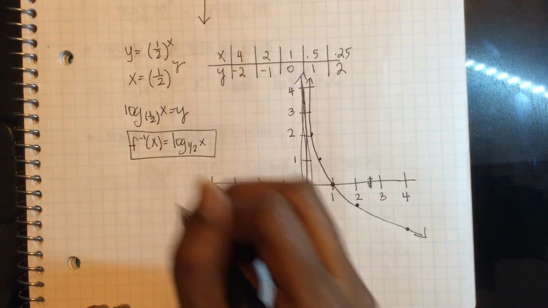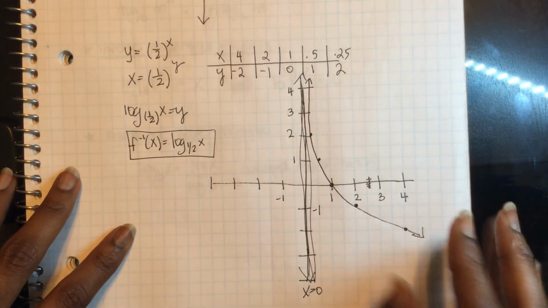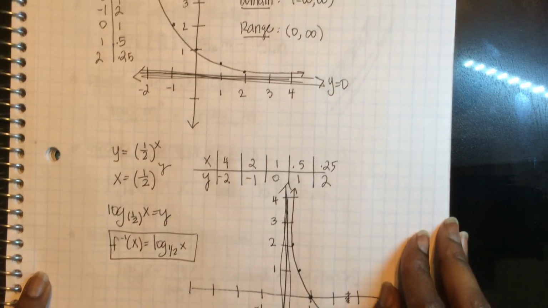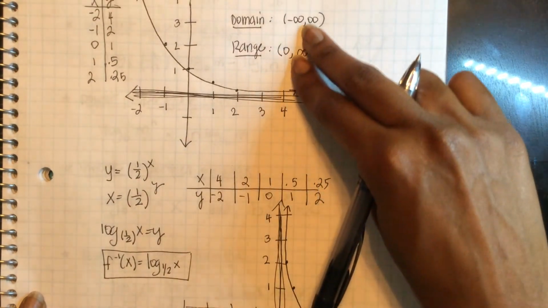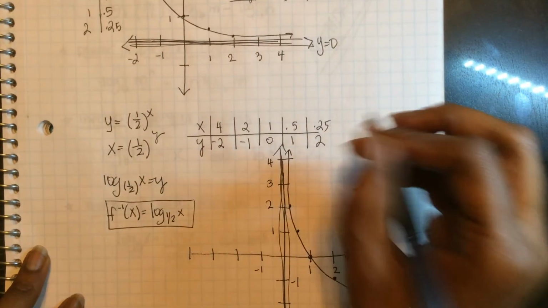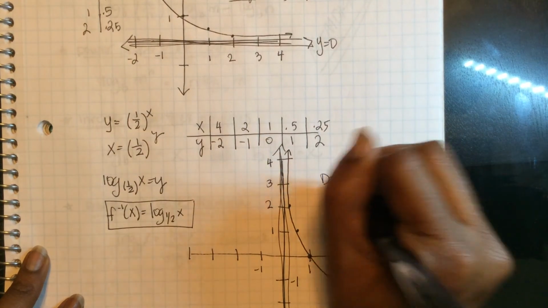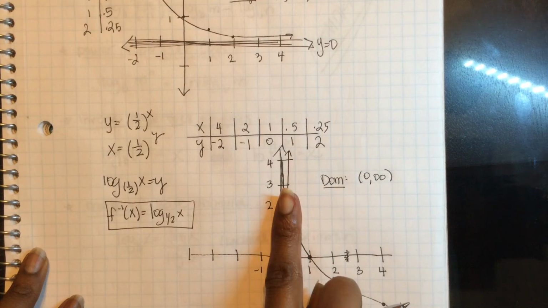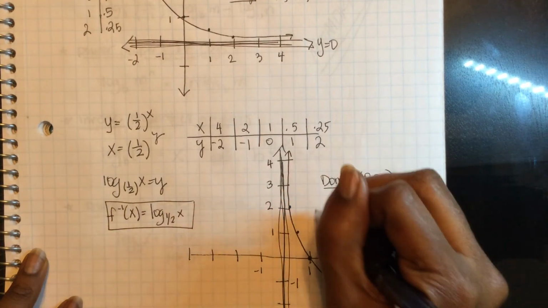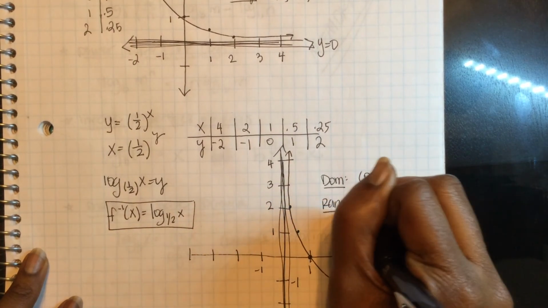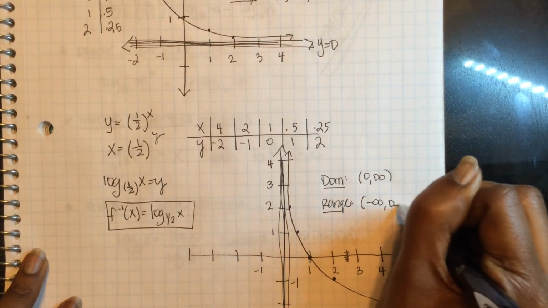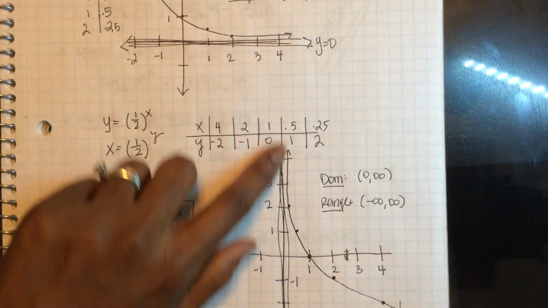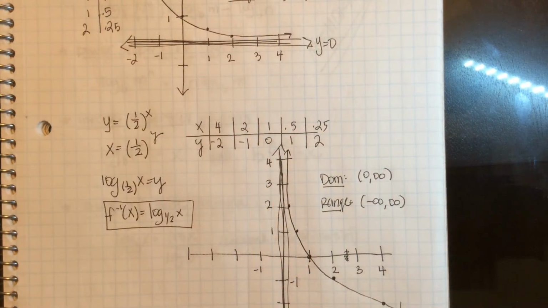So now for my domain and range, it's just going to be switching this domain and range. So my domain is going to be from 0 to infinity, which you can see from the graph. And my range is negative infinity to positive infinity, which you can also see from your graph. All right, great.